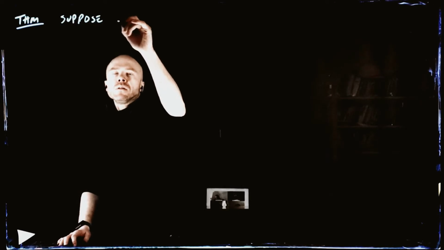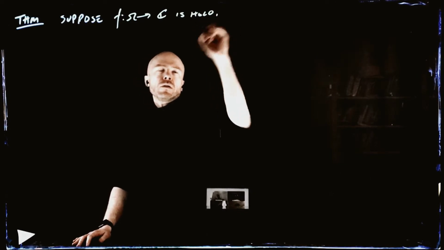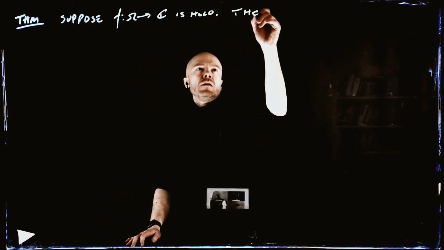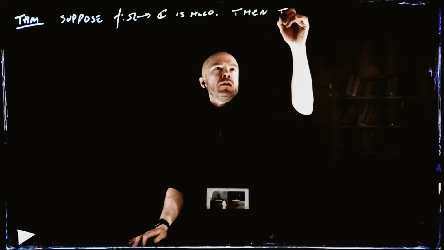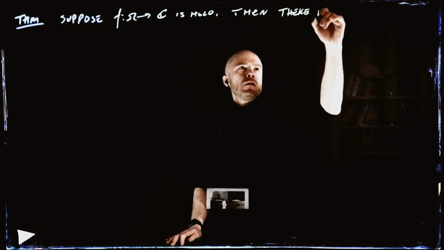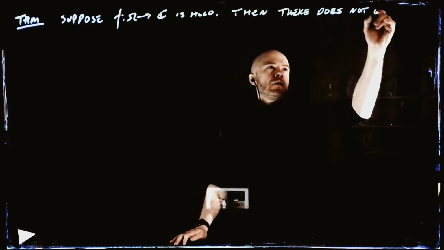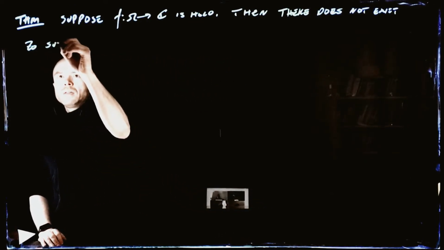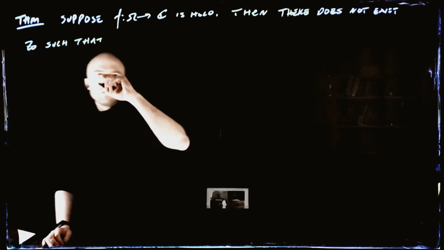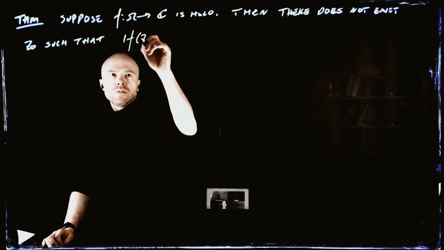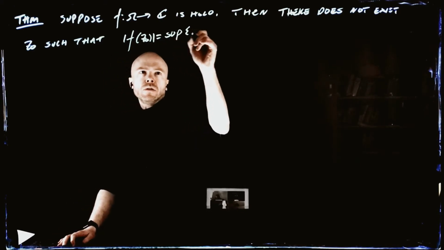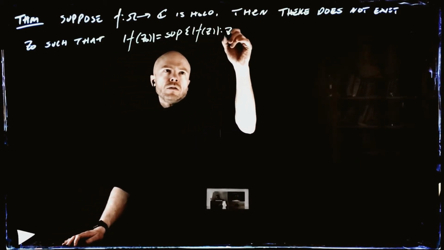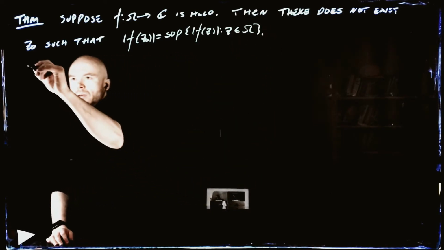Suppose f from omega is holomorphic, then there does not exist z0 such that the absolute value of f of z0 is equal to the supremum of the absolute value of f of z, z belonging to omega. Okay, proof.